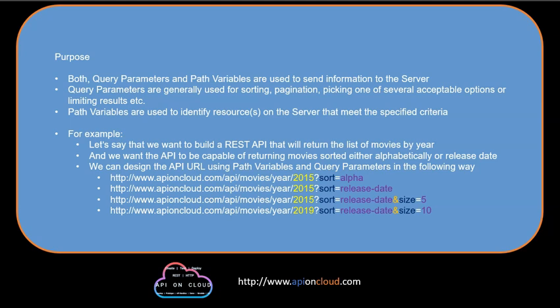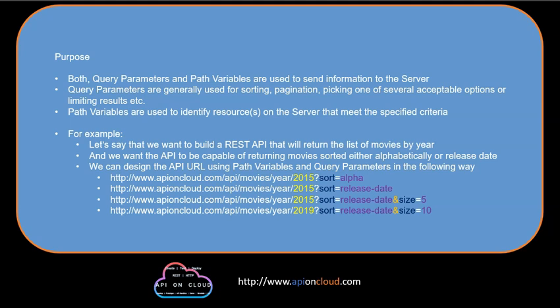Generally speaking, we use query parameters for passing instructions such as specifying sorting order of the data, filtering data, pagination, picking one or more options for a field, or limiting the results. Path variables are used to identify a resource or resources on the server that meet a certain criteria. Let's take a look at an example to understand the difference between the two and see how they are generally used when designing and developing APIs.